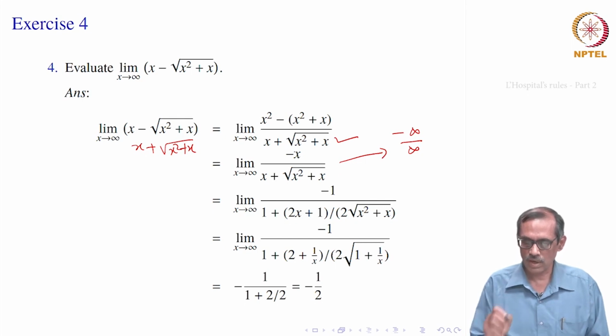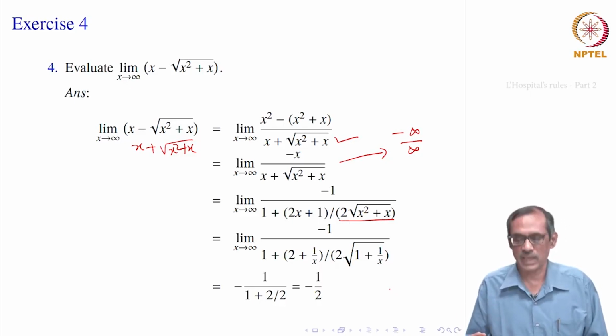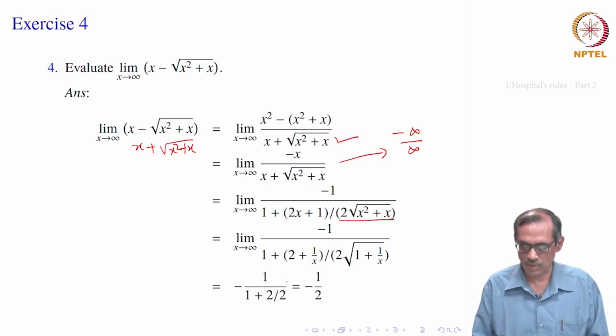Using L'Hopital's rule, x gives us 1. So, numerator is minus 1, denominator is x gives 1, its differentiation, and square root of x square plus x. So, it will be 1 divided by 2 square root of x square plus x times derivative of x square plus x. So, that is 2x plus 1. So, this is correct.